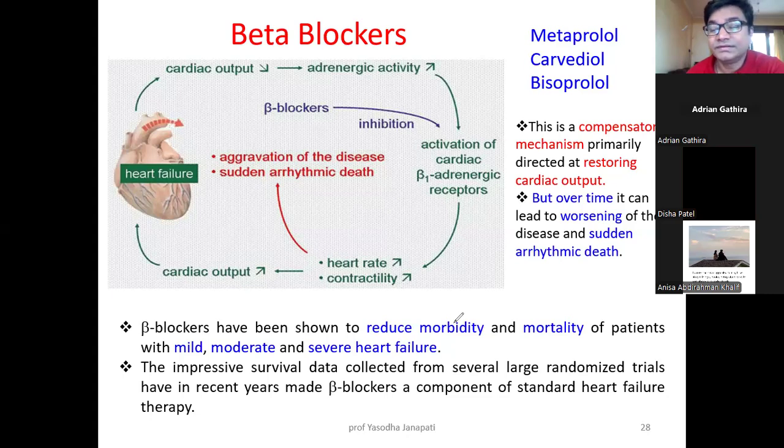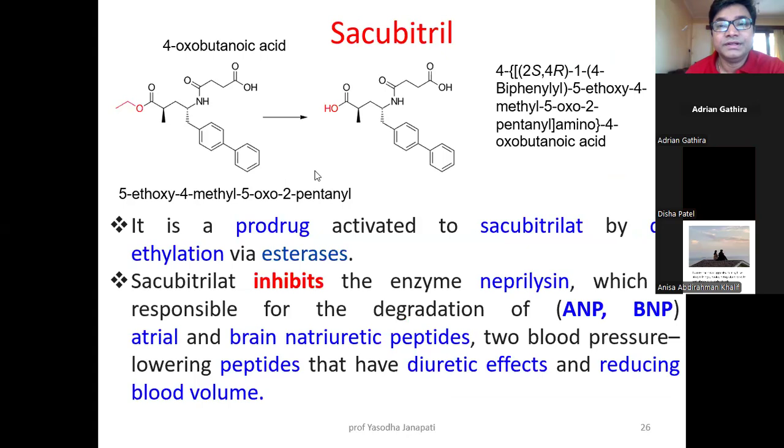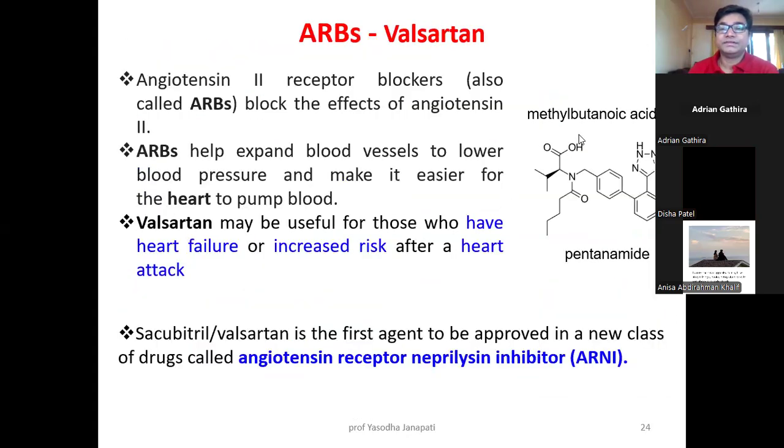Yes, tetrazole. We have seen no tetrazole and carboxylic group. Where is it? Why is it not one? Yeah, there. Carboxylic group and tetrazole are the acidic functional groups present in valsartan.